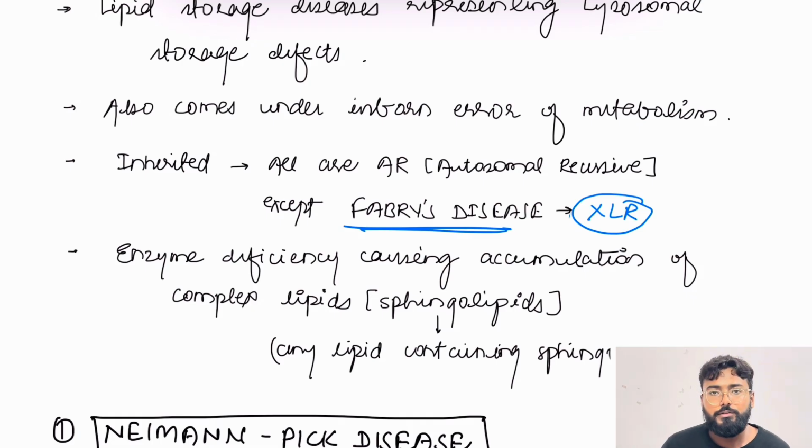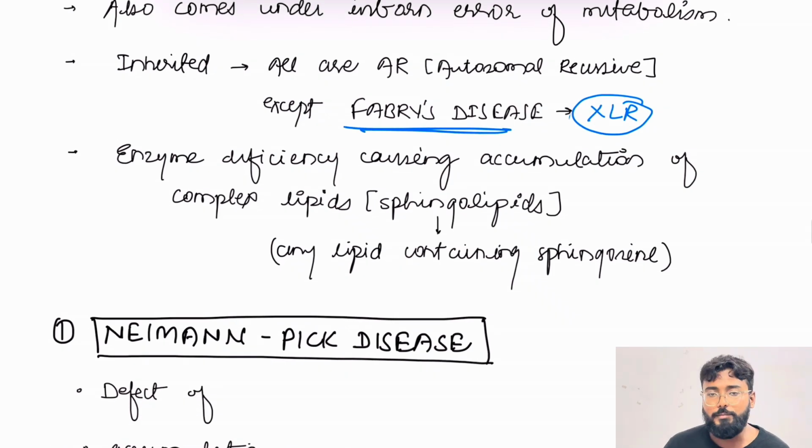Now, the deficiency of certain enzymes is going to lead to accumulation of the corresponding substrate that the enzyme is responsible for breaking down. These substrates are nothing but the complex lipids, which in normal conditions are broken down by these enzymes, and when the enzymes are defective it leads to accumulation of these lipids. And these lipids are your sphingolipids, which contain sphingosine as a backbone.